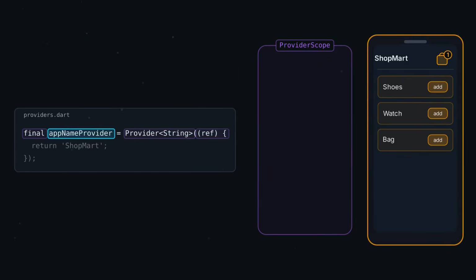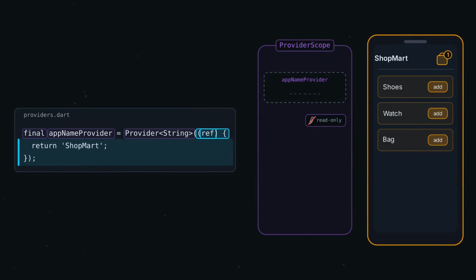Second, the name, appNameProvider. This name is how every widget will find the value later. Nobody will search any tree. They will use this name, like any other variable. Third, Provider<String>. This is the simplest kind of provider, read-only. It will hold a value that widgets can read but never overwrite. And fourth, the function at the end, receiving ref. This is the recipe. Riverpod calls it to build the value, and whatever it returns, here the text ShopMart, becomes the value this provider holds.